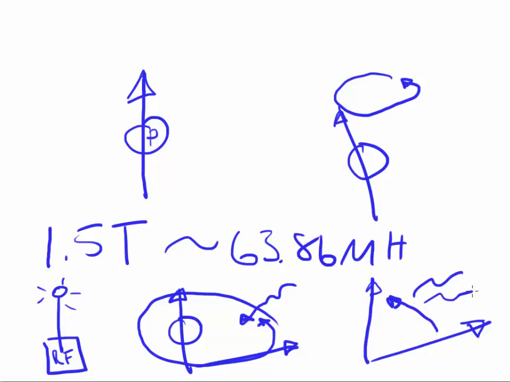And in doing so, they give off RF energy, the same type of RF energy we just imparted to them. Again, this is at 63.86 megahertz, so we can measure the signal. Now, one more thing I'd like to talk about here is that within the magnet, all of your protons are lined up. But if we simply add signal, we would excite all of the protons.